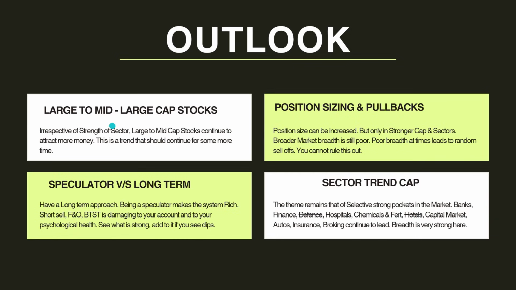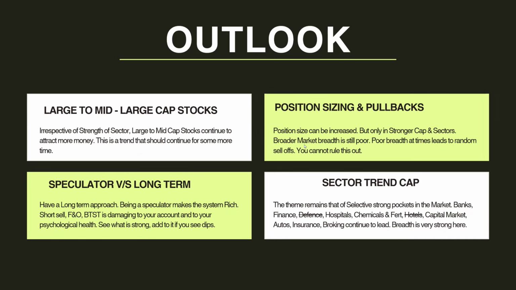So, irrespective of sector strength, the large to mid cap stocks continue to attract more money. This is a trend that will again continue for some more time. Position sizing and pullback. Now, this is something you have to understand. Position sizing can be increased, especially in pockets where sector strength exists. But you have to understand that the broader market breadth is still poor. Less than 50% stocks are above 200 DMA in the entire market.